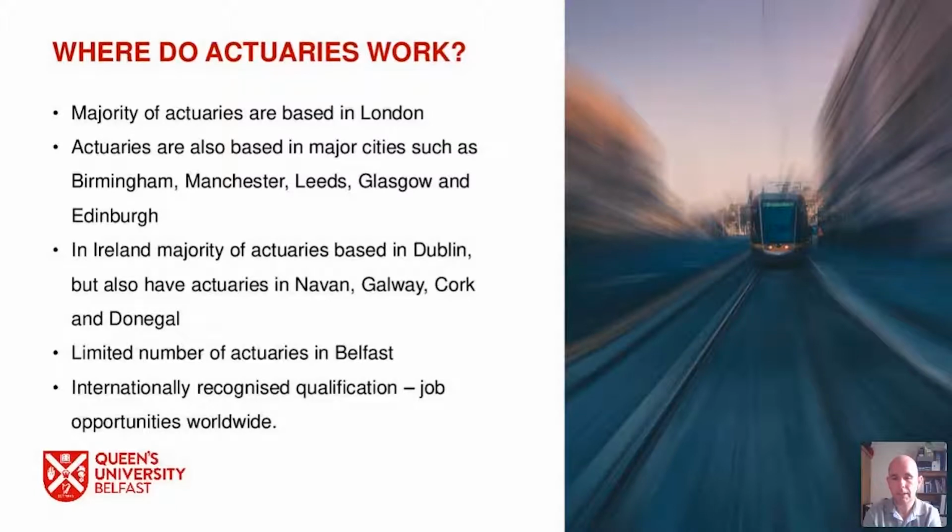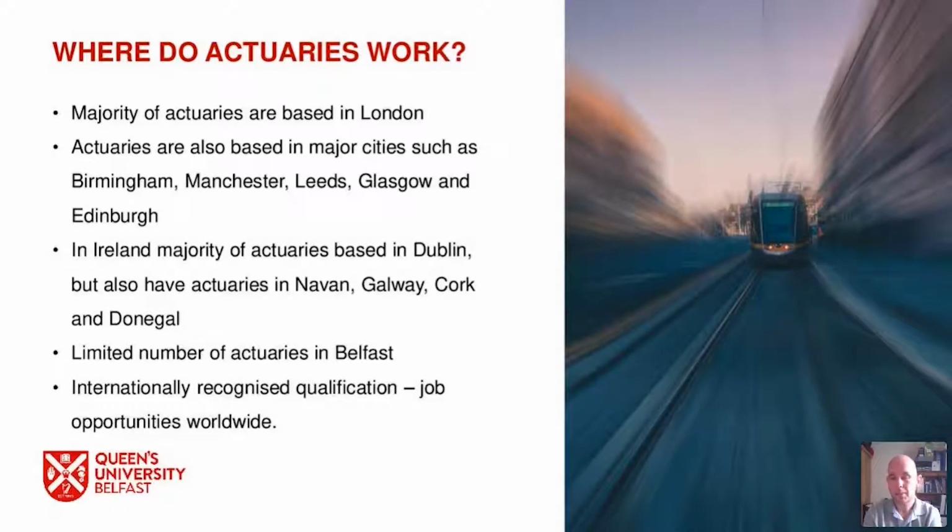We also have actuaries in Navan, in County Meath, Galway, Cork, and in Donegal. In Northern Ireland, we have actuaries based in Belfast. There's a limited number of opportunities in Belfast, but there are opportunities nonetheless. In Belfast, there's probably about 30 to 35 qualified actuaries. The actuarial community is that small, you can actually identify where you are. So I'm actually number 20, the 20th actuary to qualify in Belfast. So you can actually pinpoint where you are in that kind of order.